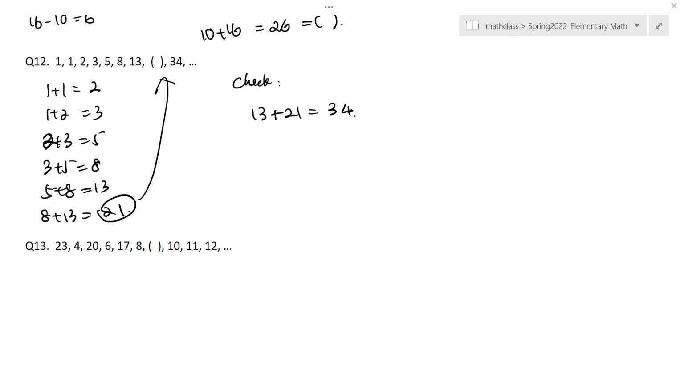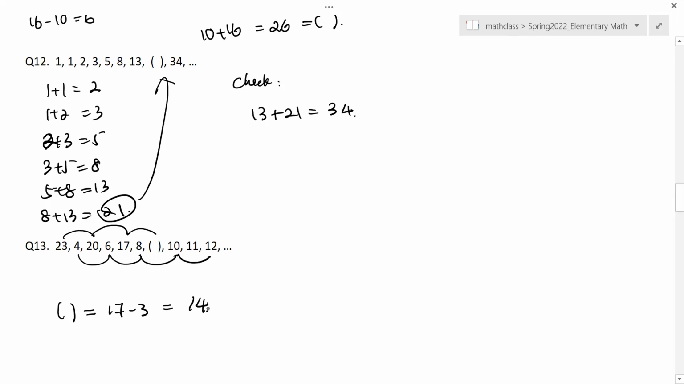Okay, you got it. You will see that there are clearly two sequences mixed up at the very beginning. From 23 to 20, 20 to 17, and another one is 4 to 6, 6 to 8, 8 to 10, and 10 to 12, increasing by 2. So clearly this is going to be 17 minus 3, which is 14.